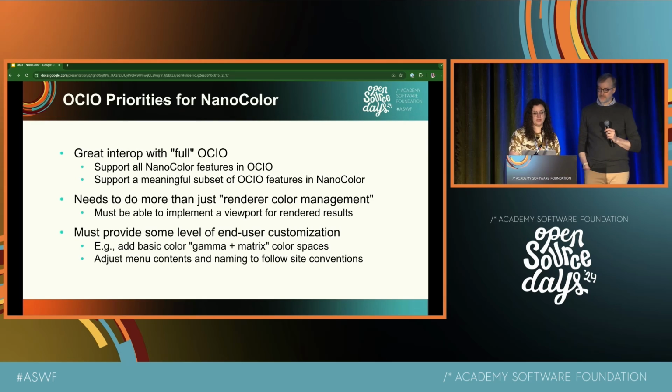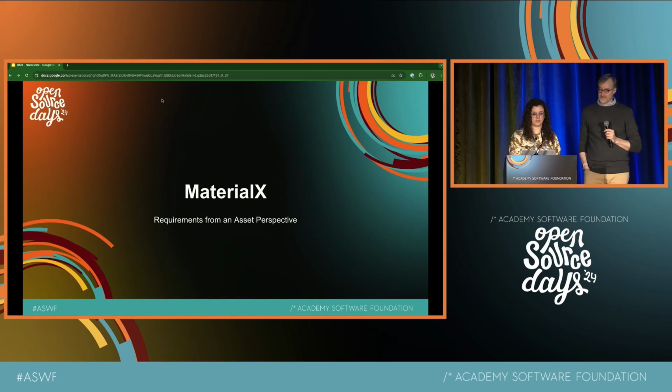It also has to be able to provide some level of end-user customization, as in Doug's very apt comment that we're always adding new color spaces. We need to be able to do that, even if it is, for now, basic color, gamma, and matrix color spaces, along with some additional UI and UX conventions. With that, Jonathan and Nick couldn't be here in person with us today, but they've kindly recorded some videos for us to watch.